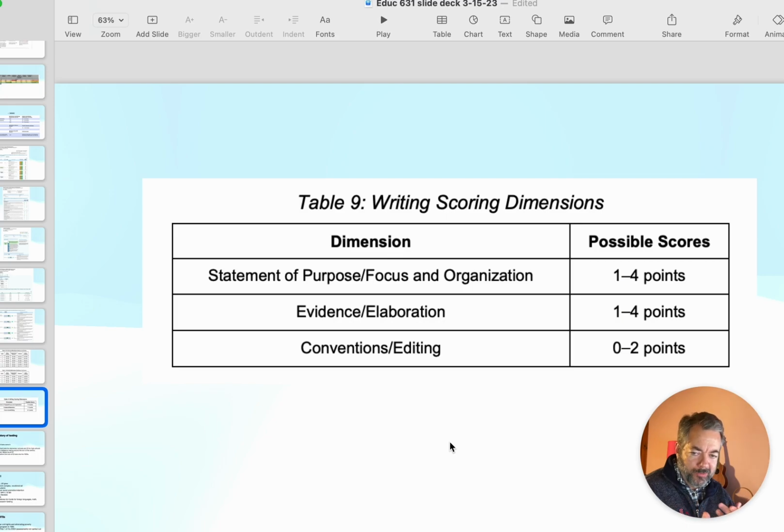Probably not a bad thing for schools to evaluate writing. But what would happen is the 2 people would judge one piece of writing, and they would judge what they thought the scores were, in this case on 3 different categories. Statement of purpose, focus, and organization, that's all one dimension or category. Evidence, elaboration, that's sort of the length and how much evidence they put into what they write. And then conventions, editing, spelling, that sort of thing. So these 3 categories each have these many points. So 2 people would do it. Let's say for this dimension, someone said 4, the other person said 3, you'd probably get a 3.5. They would average the 2 together. And that's how writing is done.